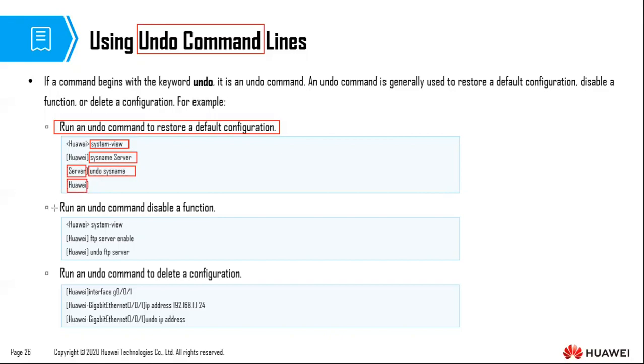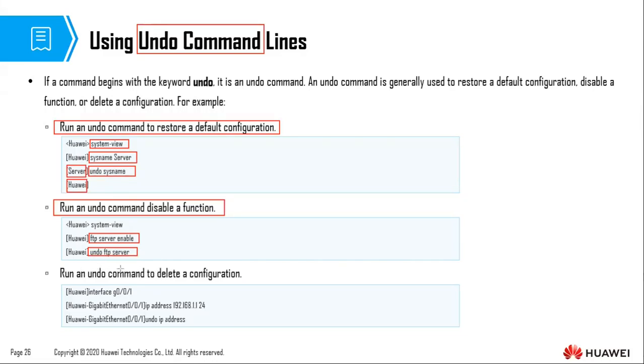So that's one. The other one, we can use the undo command to disable a function. Now, as you're going to see, some functions have to be enabled because they are disabled by default. So for example, we can enable FTP on this particular router. So FTP server enable is the command. So if we want to disable FTP services on this particular router, we use the undo command like that on system view. Undo FTP server.